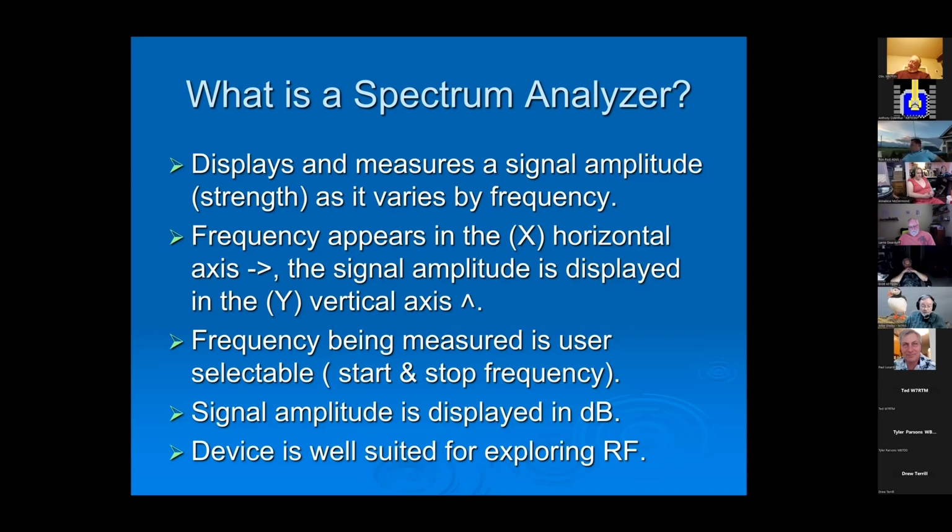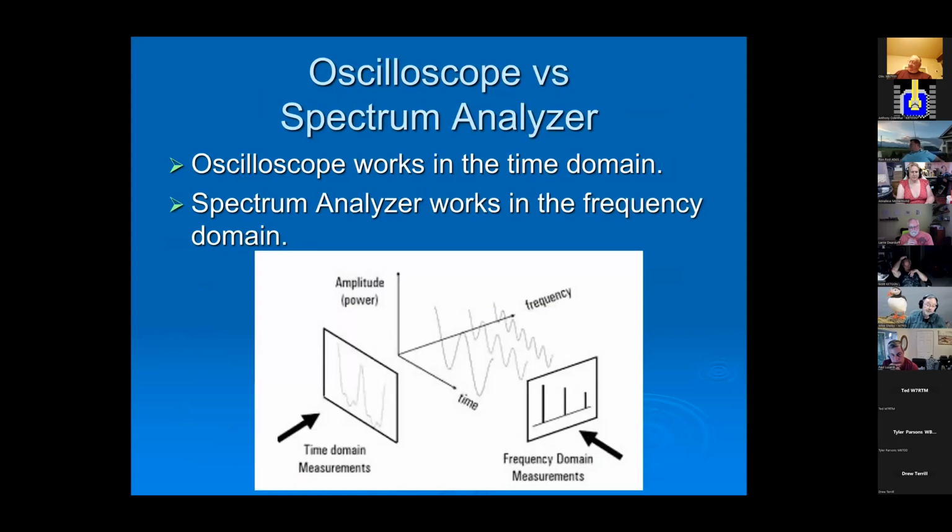The signal amplitude is displayed in decibels, not voltage. So this is a logarithmic scale. And I think all of us ham radio operators know that when we talk about amplitude, when we talk about power, we always talk about that in decibels. So that's a big change here. We think of that vertical axis in decibels, which is exactly what we want for doing our craft. So this device is well suited for RF exploration.